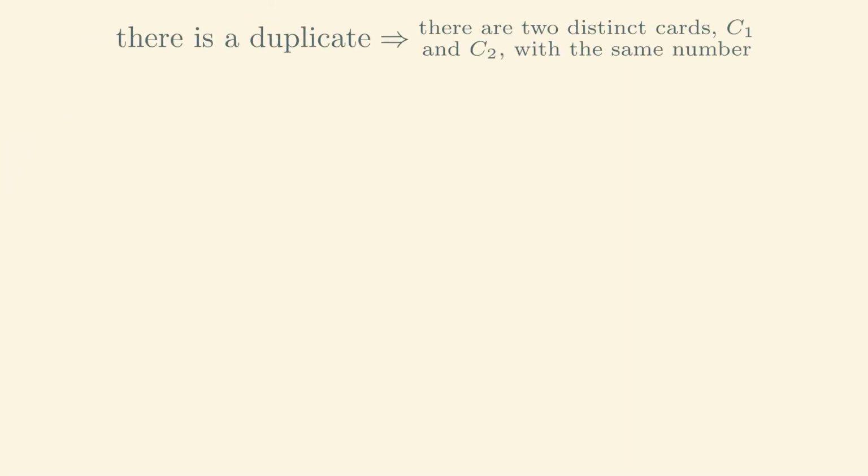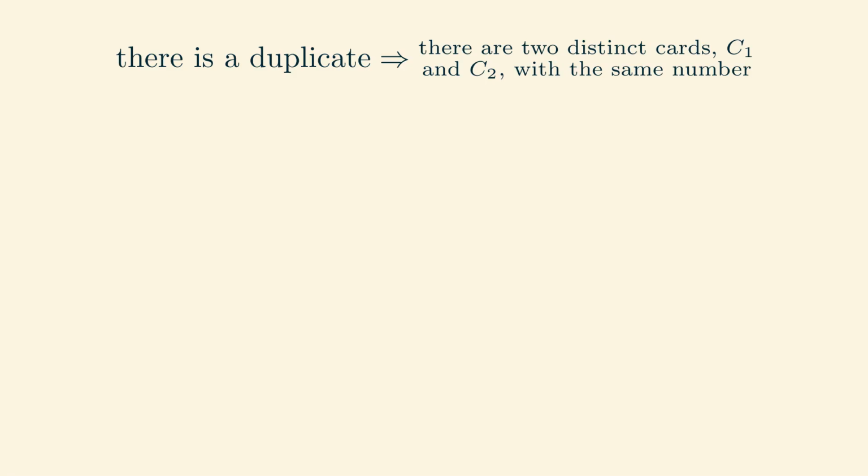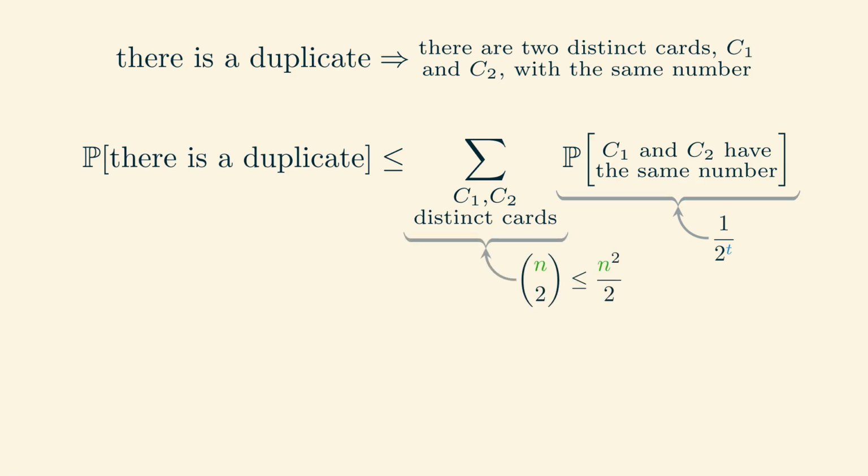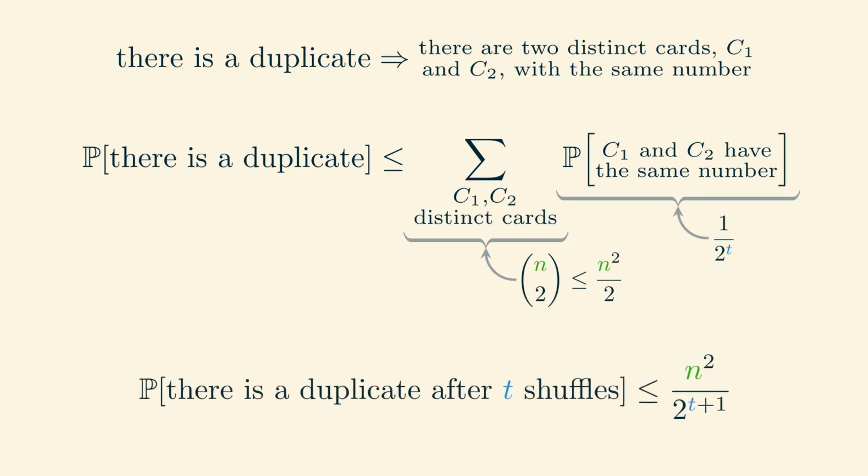For there to be a duplicate somewhere, there must be a pair of distinct cards which have the same number. So, the probability that there is a duplicate somewhere is at most the sum of the probabilities for each pair of distinct cards to have the same number. Since the numbers written on the cards are independent of one another, and each one is a uniformly random bit string with T bits, all of these probabilities are 1 over 2 to the T. There are n choose 2 summands here, which I'll just upper bound by n squared over 2, and so we find that the probability that we see at least one duplicate is upper bounded by n squared over 2 to the T plus 1.